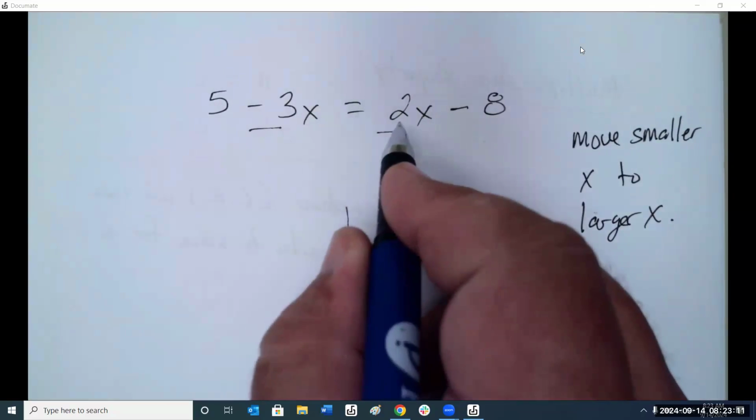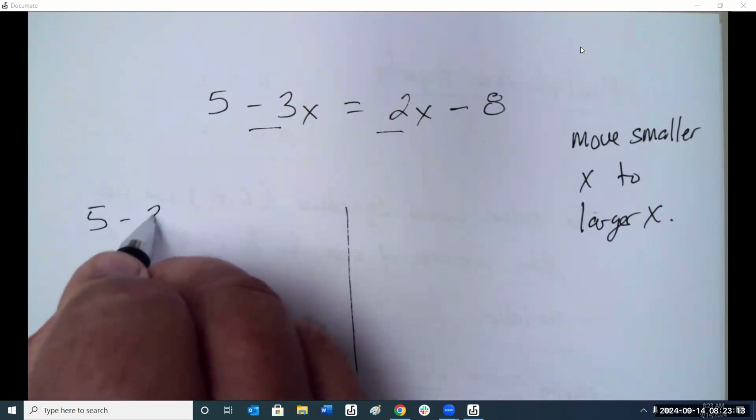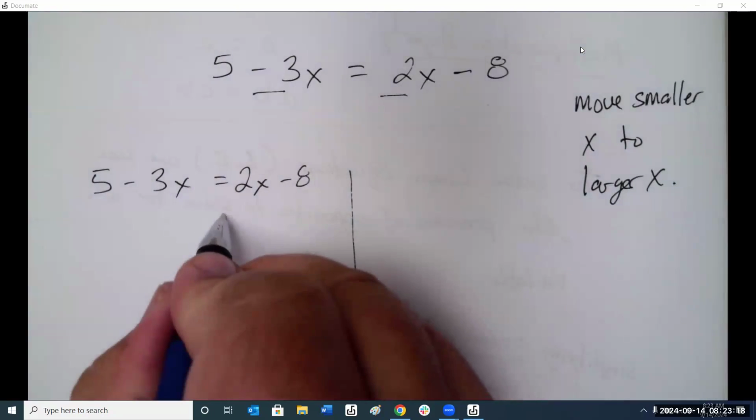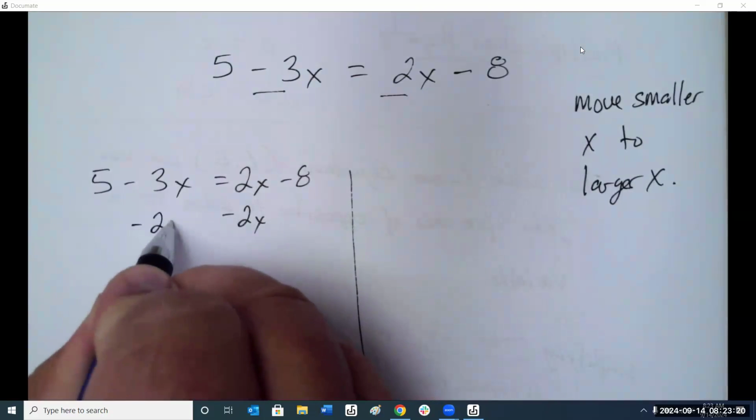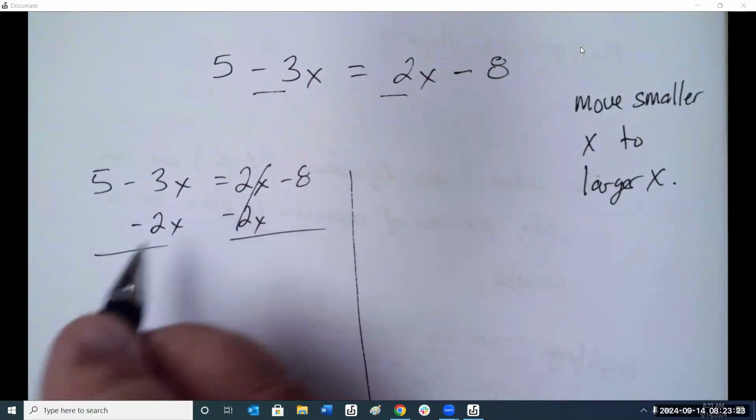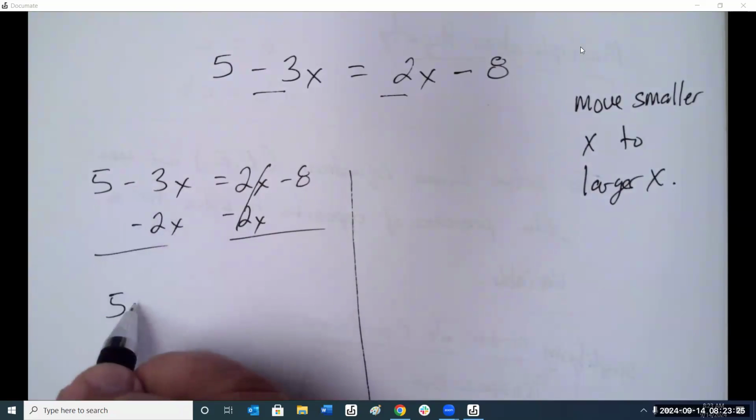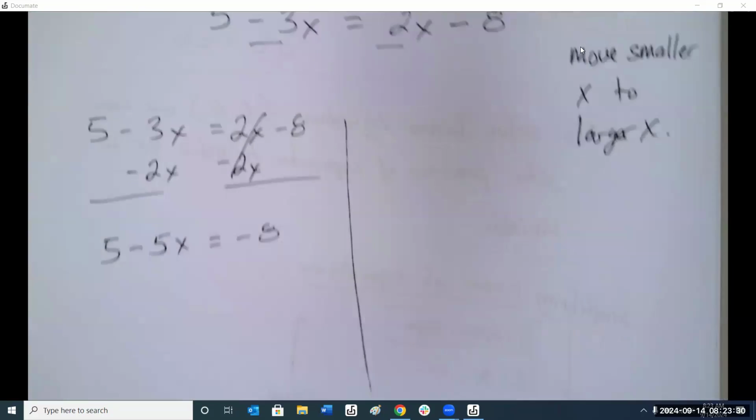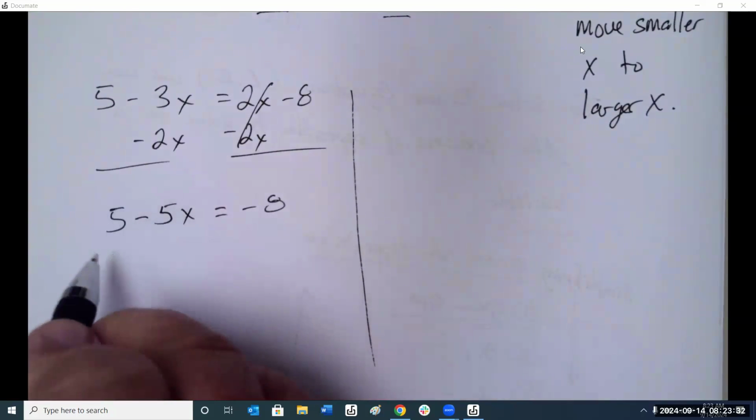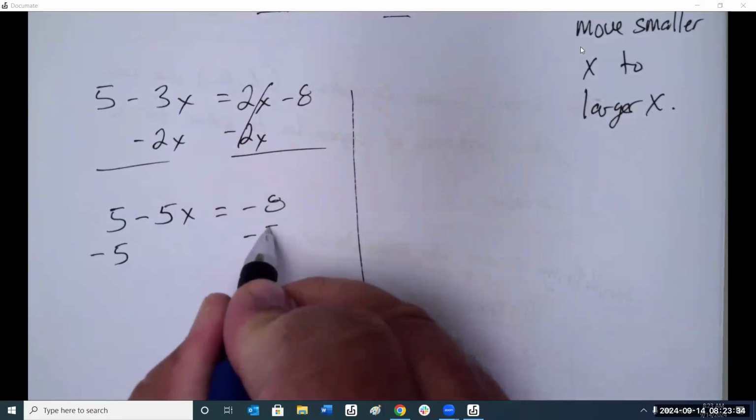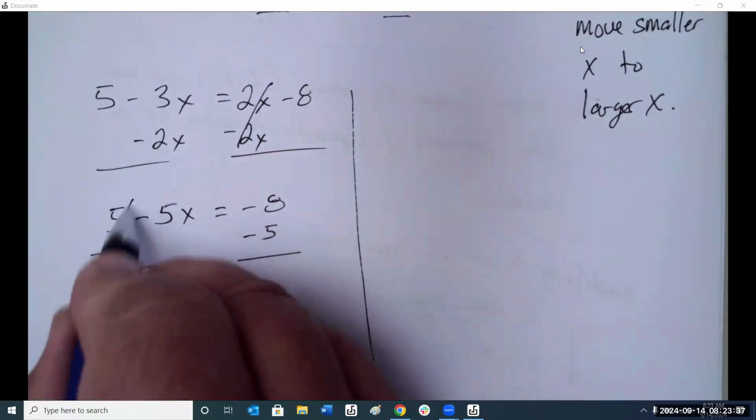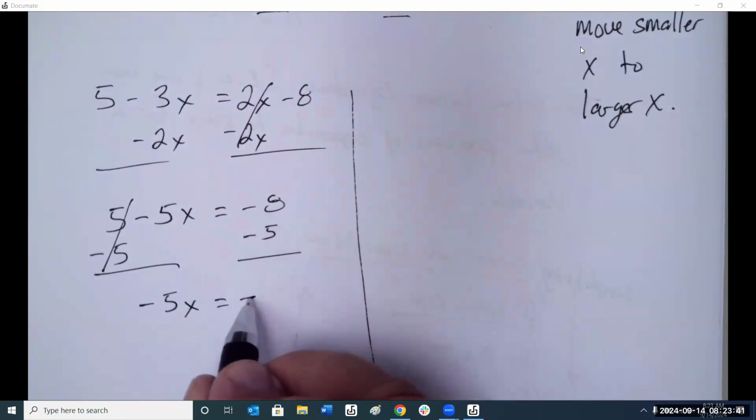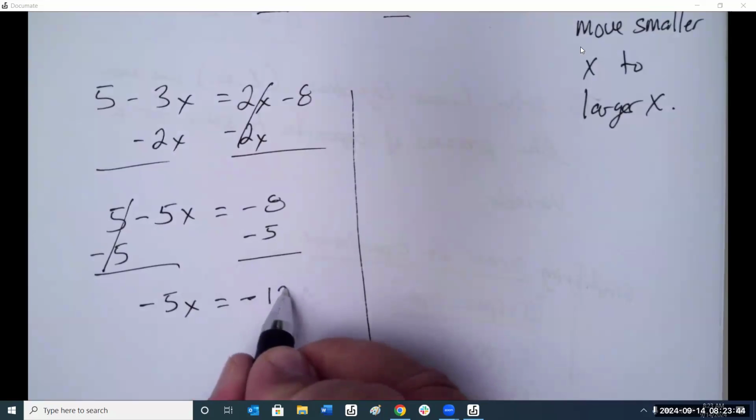So let's move like you said first. 5 minus 3x equals 2x minus 8. So you're saying do this. So we have 5. They're both negative. 2 plus 3 is 5x. All the x's are here, so I get rid of the 5. They're both negative. 8 plus 5 is 13.